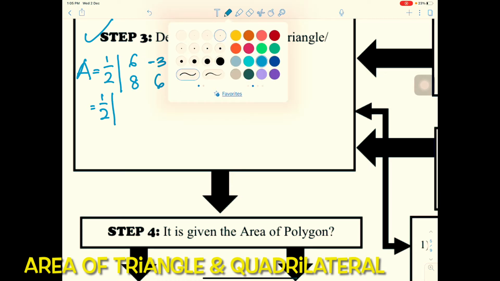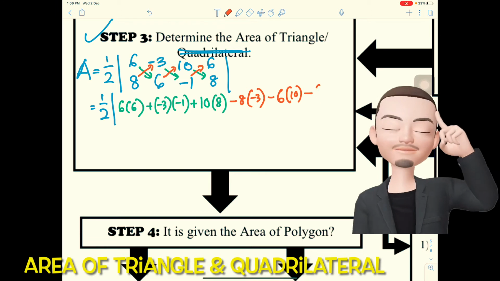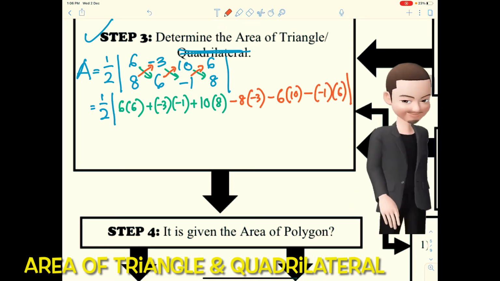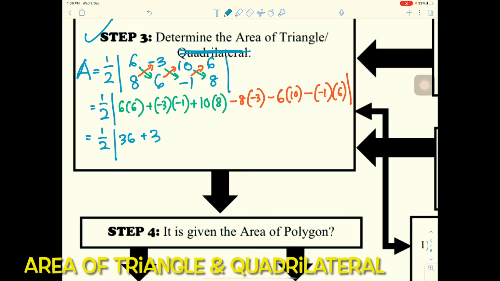Let's say first I use the green color, which shows all the positive. 6 times 6 plus negative 3 times negative 1 plus 10 times 8. And the second arrows are all subtraction. So minus 8 times negative 3, minus 6 times 10, minus negative 1 times 6, and close the modulus. Then simplify: equals 1/2 modulus of 6 times 6, 36, plus 3, and then plus 80, then minus negative 24, sorry, plus 24, negative and negative, and then minus 60 plus 6.